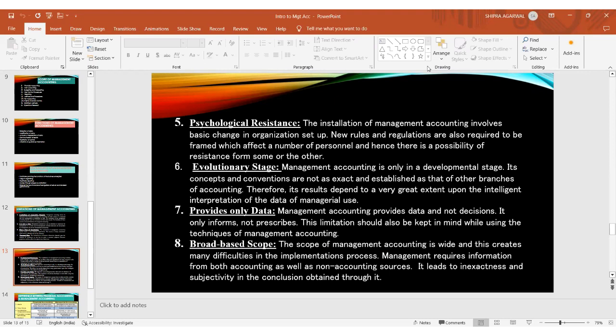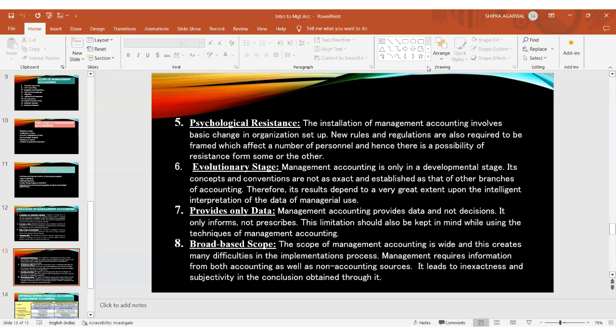As I told you, the bigger organizations can still think of, or can go for, having a proper structure or proper management department. But the smaller ones cannot. And as far as the proper system of planning is concerned, that is still in the evolutionary stage. There are no fixed norms of how things are to be done. So every organization is following its own way of doing it. Seventh point is, it only provides you with the data, not the decisions, right? It only informs you. It will not prescribe any solution to be followed, right?